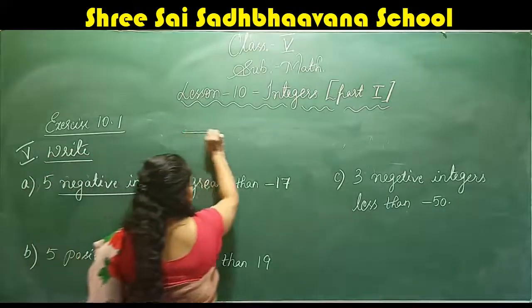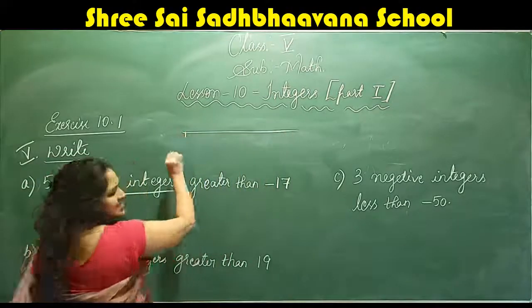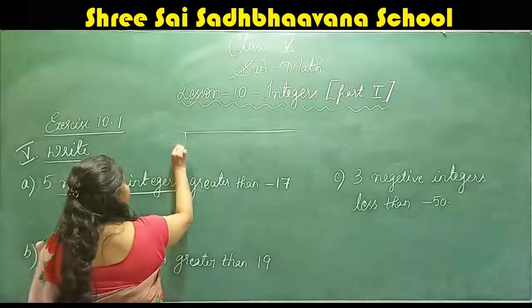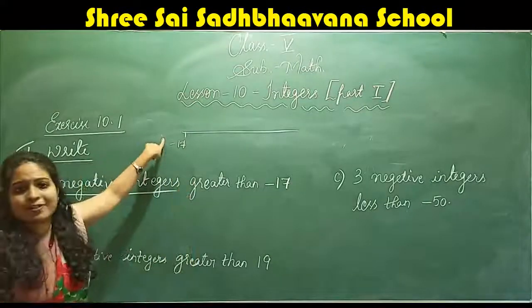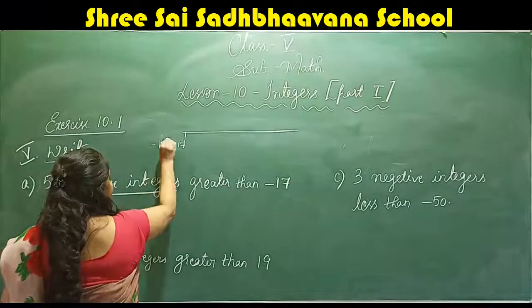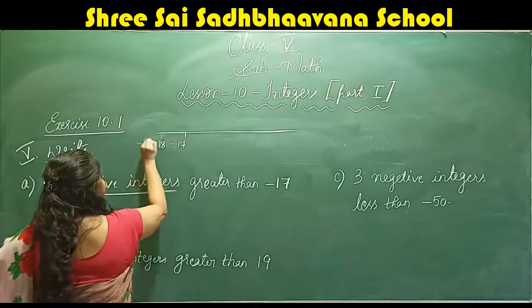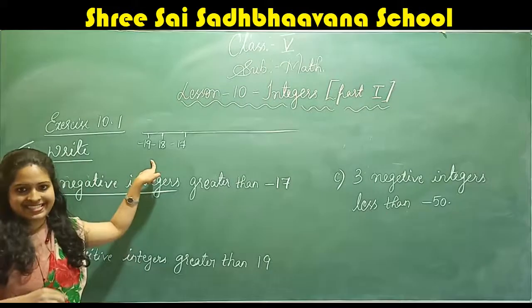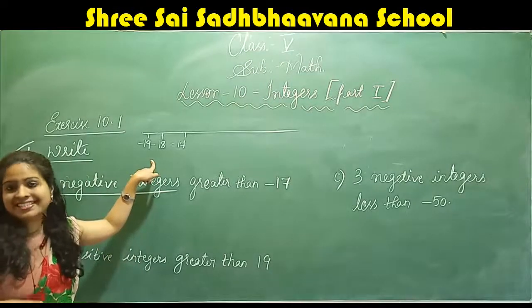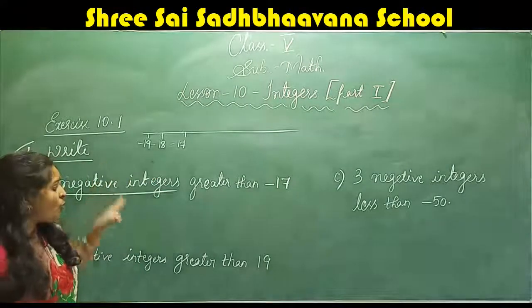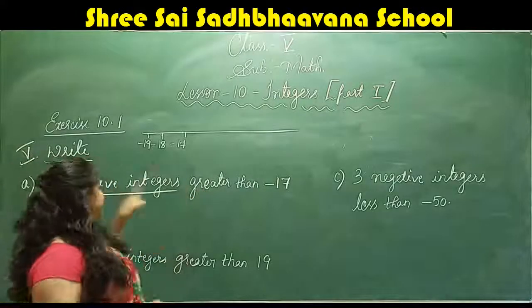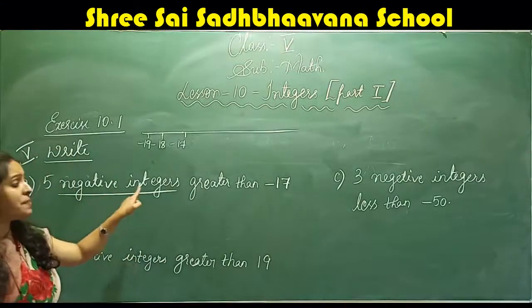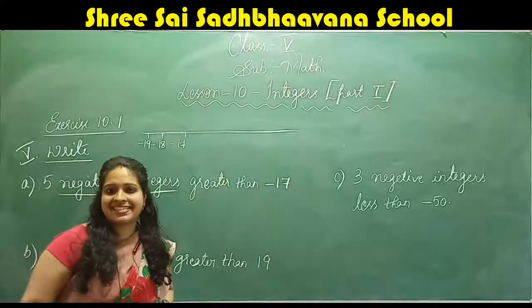So if you draw the number line, just imagine here you will get minus 17. After that what you will get here? Here you will get minus 18 and here you will get minus 19. All these numbers are lesser than minus 17. Correct? What we want here is the negative integers which are greater than minus 17.